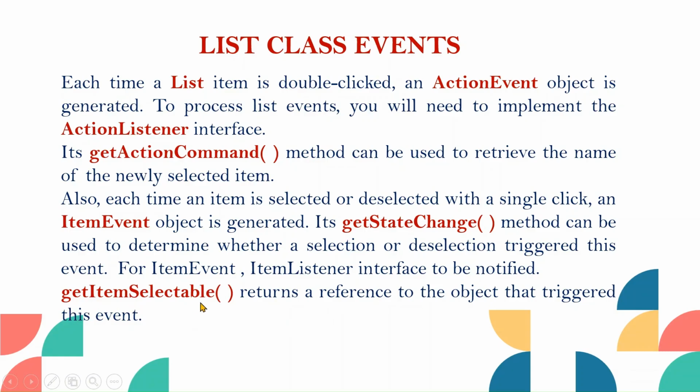Now the getItemSelectable method returns a reference to the object that triggered this event. So which item has been selected, you want that reference, so that you can cross verify whether that particular item was selected or not, and that is going to generate the event.